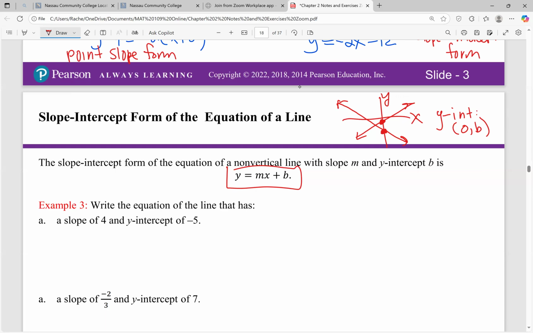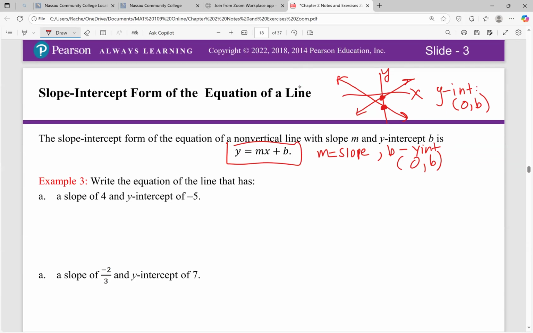So when we're using the slope intercept form, y equals mx plus b, m is the slope and b is the y-intercept, and we write it as (0, b). So whenever I'm given a slope and a y-intercept, I would use this slope intercept form of the line because it's really easy to plug in because you know m and you know b.